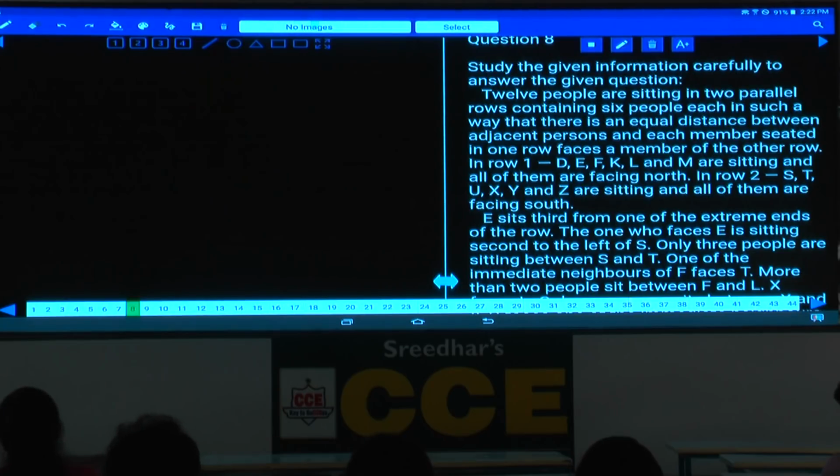Then coming to 8 to 12. Now this 8 to 12 is based on what? Two row arrangement. How many persons are there?